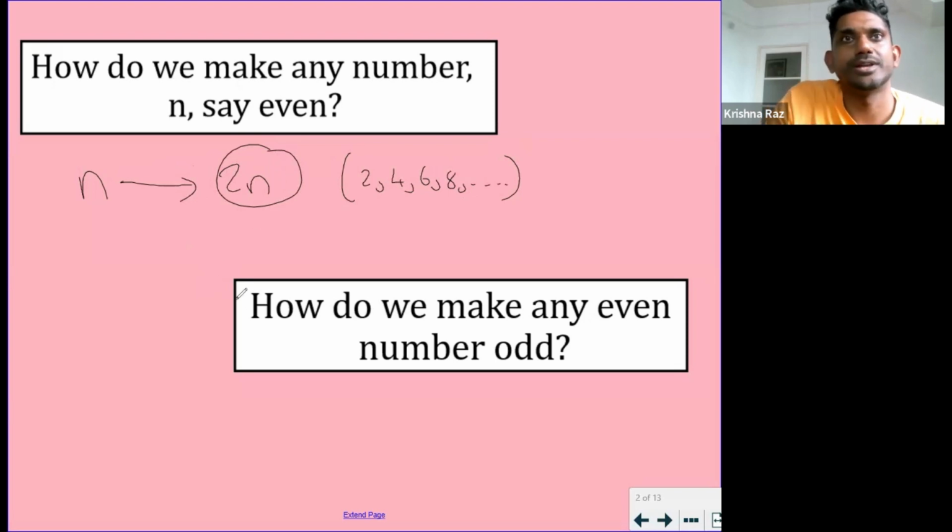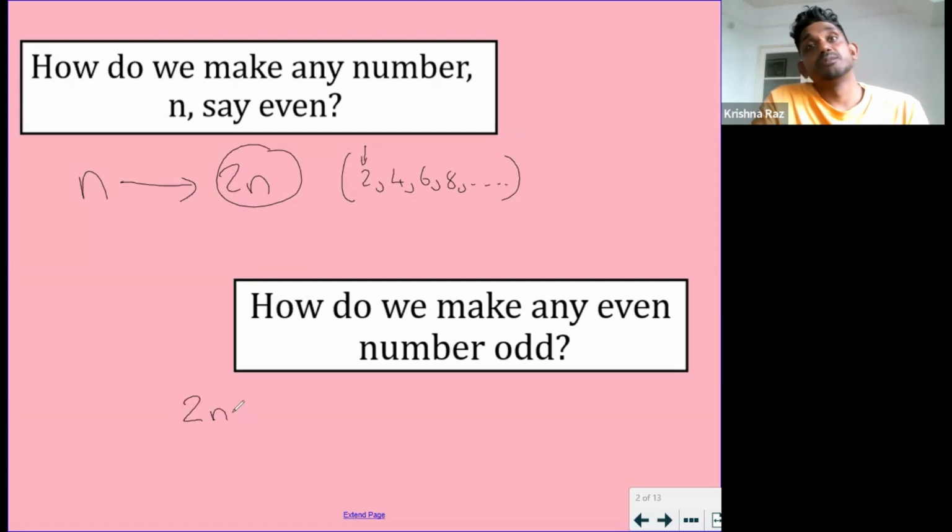And the second one is that once you've got an even number, you can make it odd by either adding 1 or minusing 1. For example, 2 plus 1 is 3, which is odd. Take another even number, 100. 100 plus 1 is 101, which is odd. So if you add an odd number to an even number, you'll always get an odd result. And if you take away an odd number from an even number, you get an odd result.